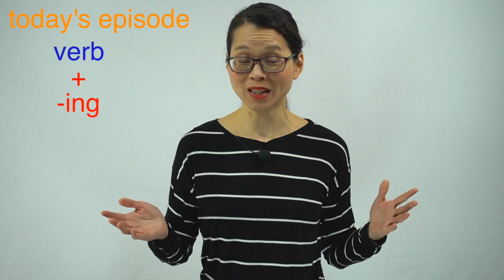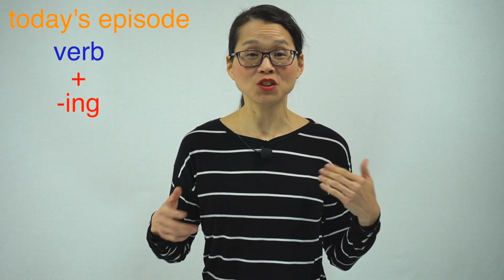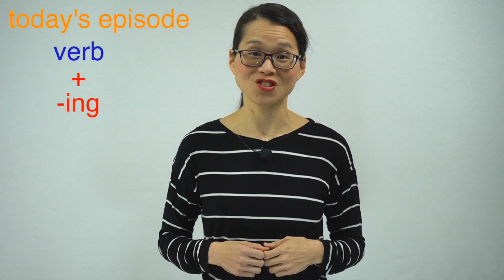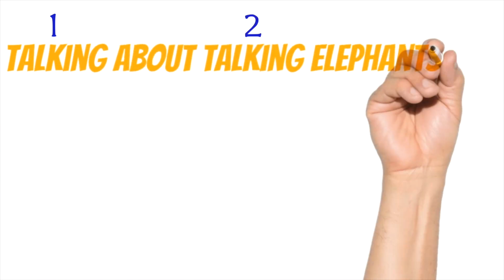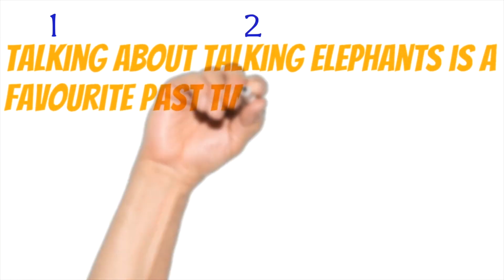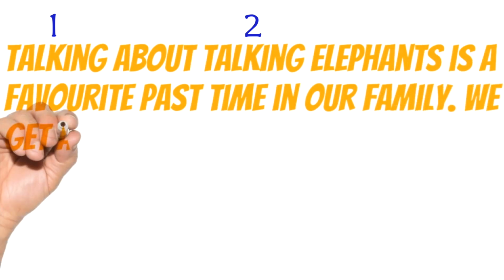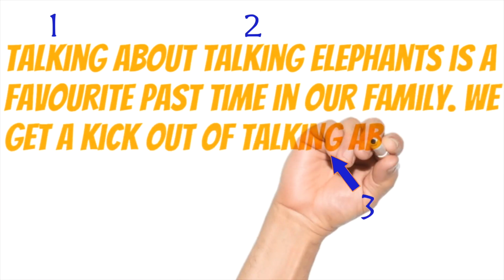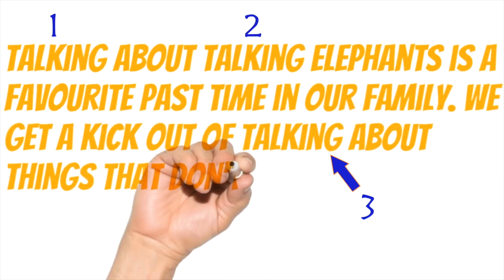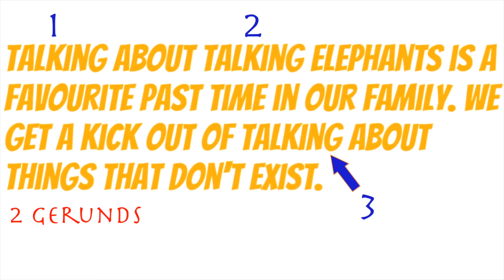Today, we're continuing our discussion about those verb INGs and how they can play different roles in the English language. Let's have a look at those sentences again. There are 3 instances where we use the word talking. Can you identify their part of speech? I'll give you a hint. 2 are gerunds and 1 is an adjective.